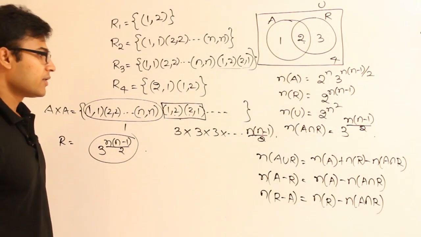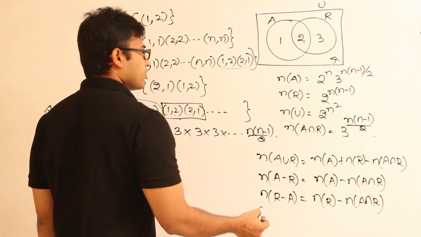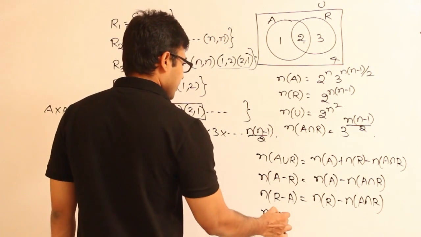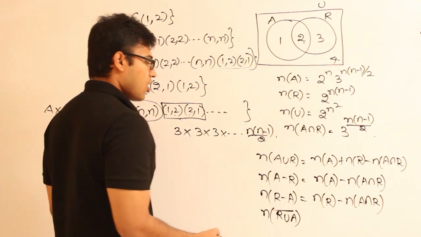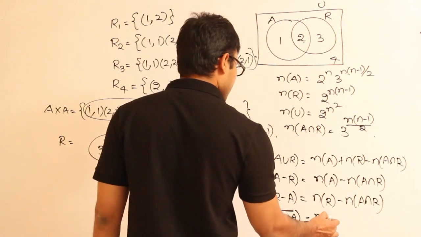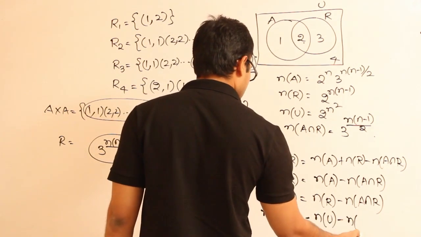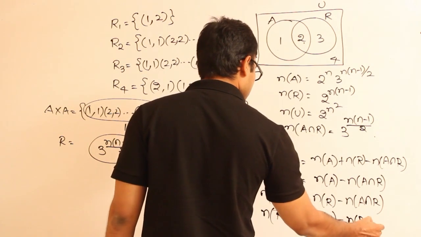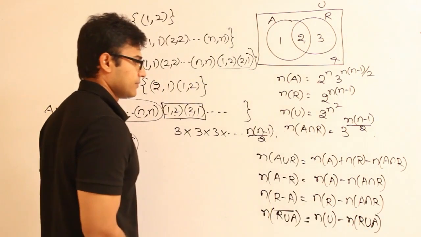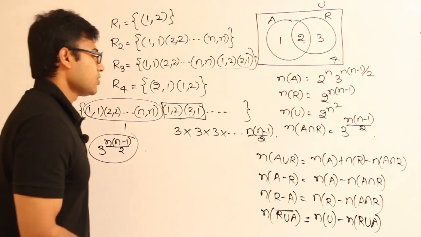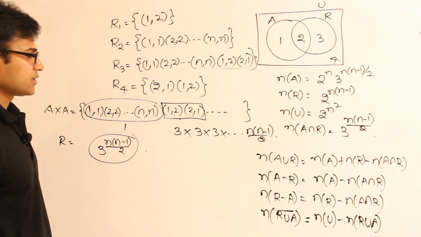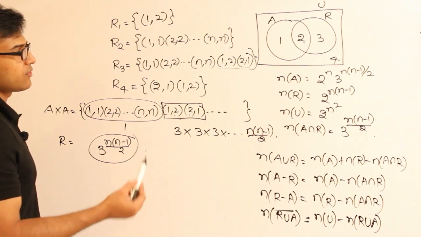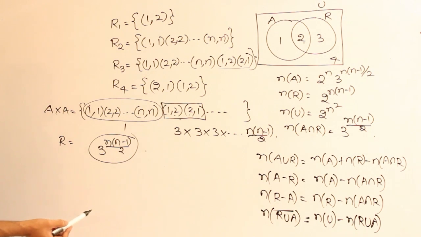Got it? Or if they are talking about region 4, which means the number of relations which are neither reflexive nor antisymmetric, then they are talking about n of R union A complement, which is nothing but n of U minus n of R union A, right? So you have to find out all the relations which are in region 4. So you can substitute those numbers and you can find out, and in place of n they will give you some number, like they might talk about a set containing 4 elements or something like this.